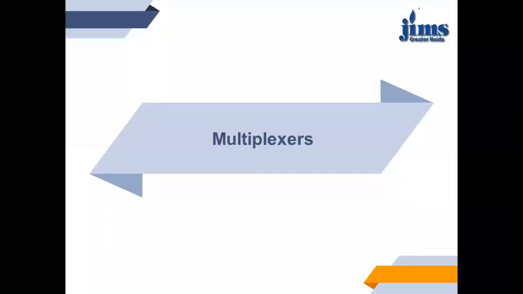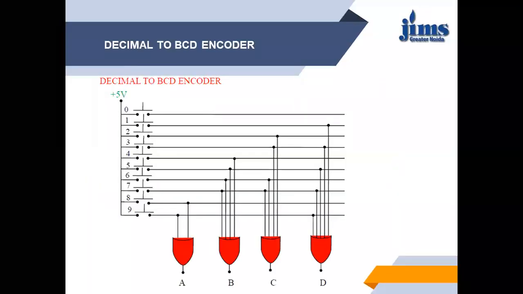And for practice, I give you a question: construct a hexadecimal to binary encoder. You have to design it yourself. For the hexadecimal, the inputs will be 16, 0 to 9 and A, B, C, D, E, F, and the output will be 4-bit A, B, C, D. In the same manner as we designed the decimal to BCD encoder, you have to design a hexadecimal to binary encoder.